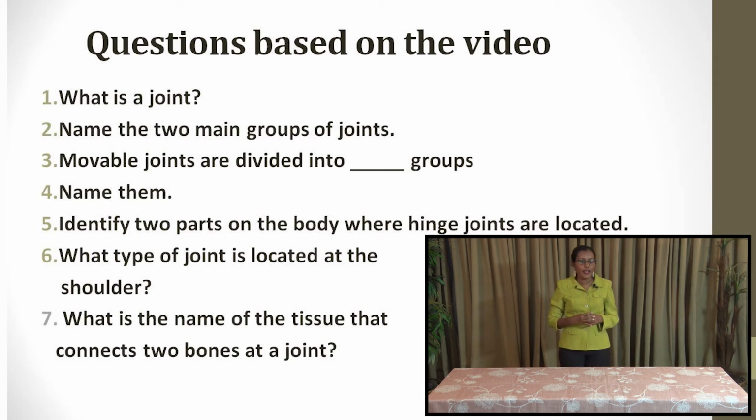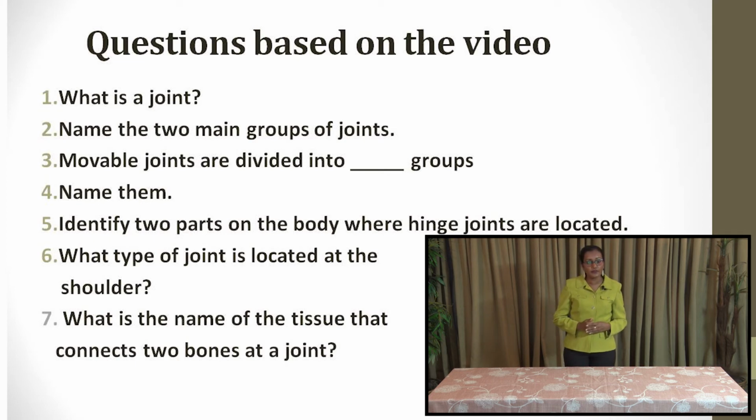Question 5. Identify 2 parts of the body where hinge joints are located. Excellent. It's located at your elbow and at your knee. Question 6. What type of joint is located at the shoulder? Very good. Ball and socket joint is located at the shoulder.